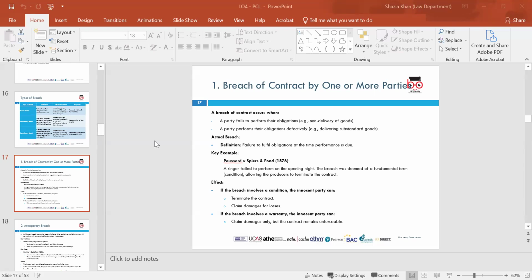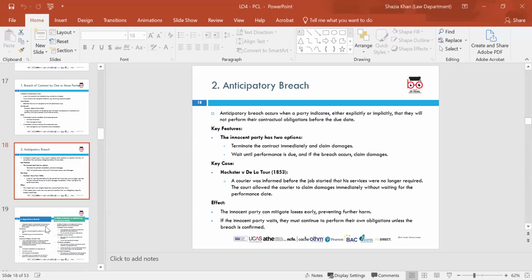So here, a breach of contract occurs. An actual breach would be the Poussard case, and the effect of the breach involves a condition, and the innocent party can terminate the contract or claim damages. The anticipatory breach.